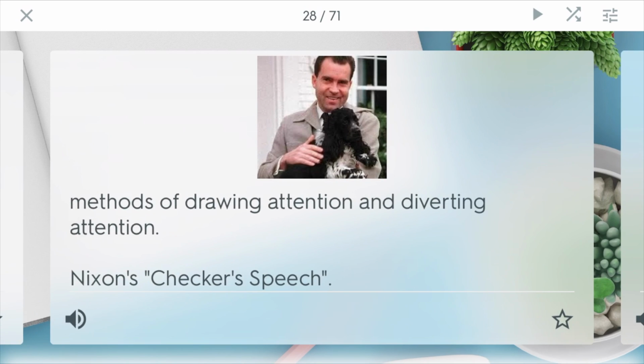Downplaying and intensifying are methods of drawing attention and diverting attention. Nixon's famous Checkers speech with the dog was used to divert attention away from the illegal use of gifts and campaign funds.